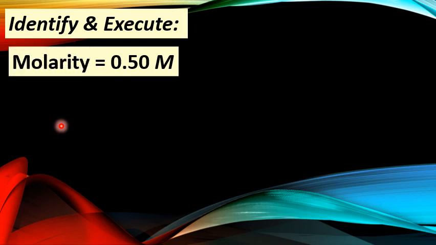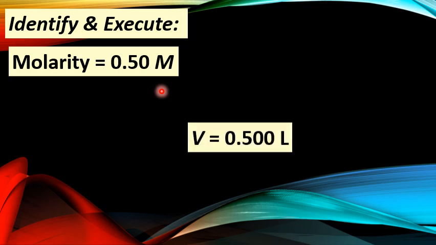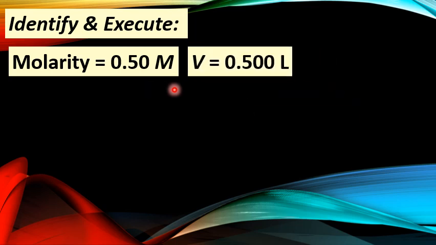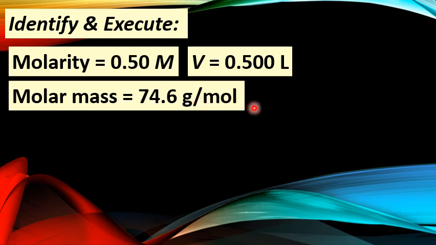Moving on to question number 2, you're given the molarity of the potassium chloride or KCl solution, which is equal to 0.50 molars. All right? This is in a given volume of the solution equal to half a liter or 0.500 liters. The molar mass of the solute is equal to 74.6 grams per mole.